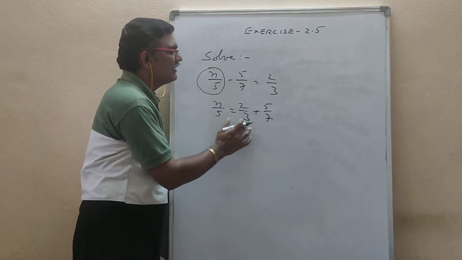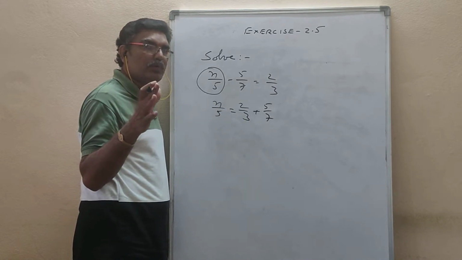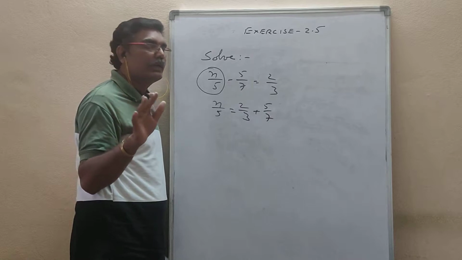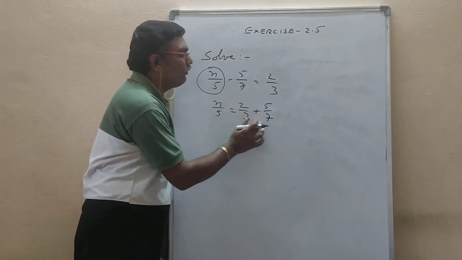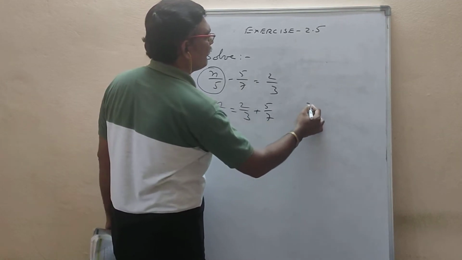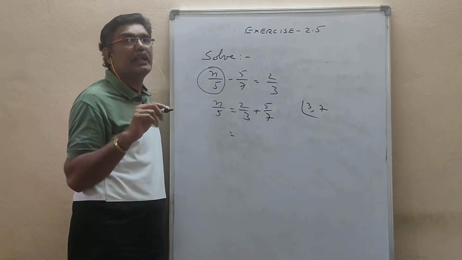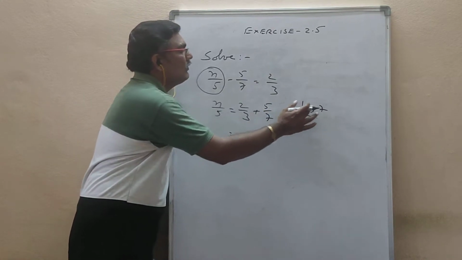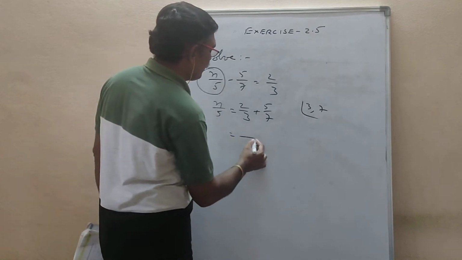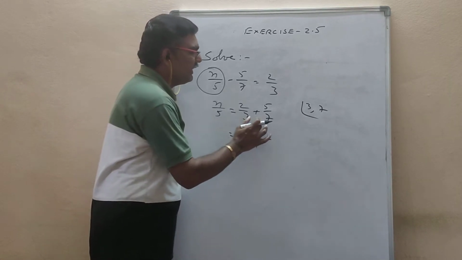Now see, this addition is very important. You should not add like 2 plus 5, 3 plus 7. If you want to add two fractions, you have to take the LCM. The LCM for 3 and 7: 3 and 7 won't go in any table except one table, so the LCM of 3 and 7 is their product. 3 sevens are 21. So 21 is the LCM for 3 and 7. This is the first step: first find the LCM.